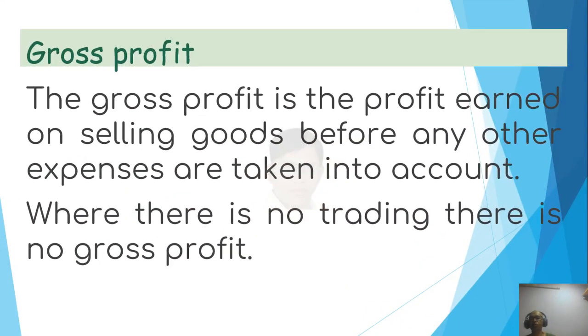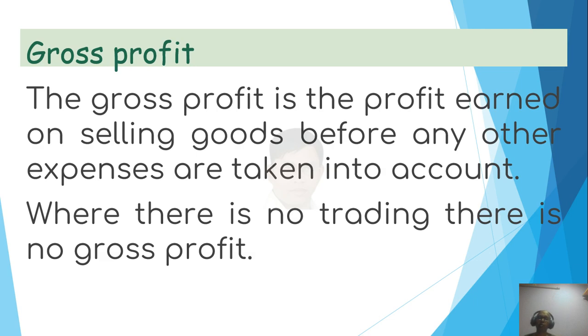Gross profit. The gross profit is the profit earned on selling goods before any other expenses are taken into account. So, sales minus sales returns will give you net sales or net revenue. From that you have to subtract all cost of goods sold. So what is cost of goods sold?